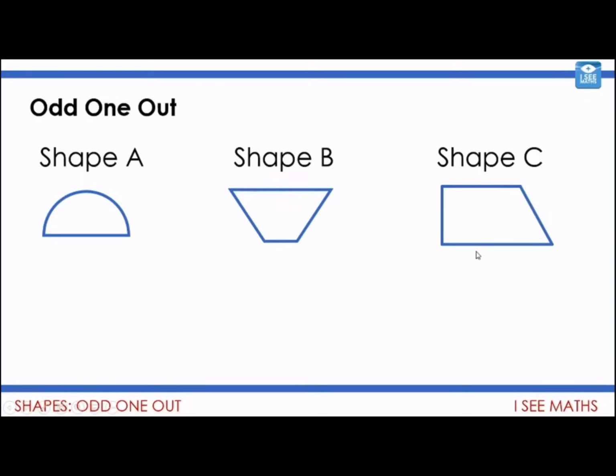No, wait a minute. Shape C is the odd one out because look, shape A has got this line of symmetry here. I could fold it over itself there. Could with shape B as well. Shape C, it doesn't have any lines of symmetry.